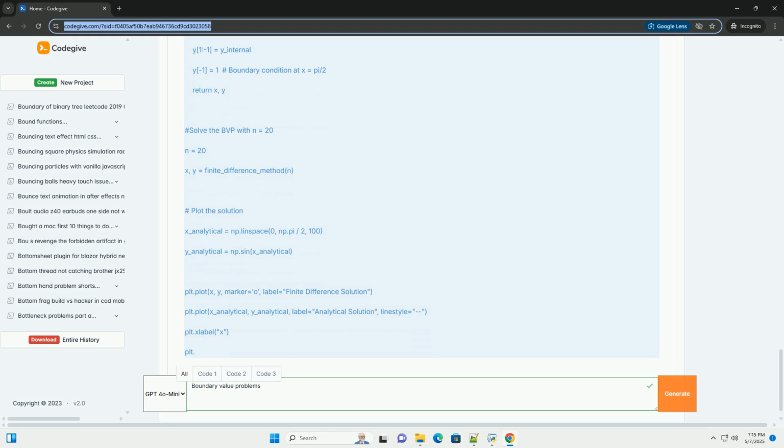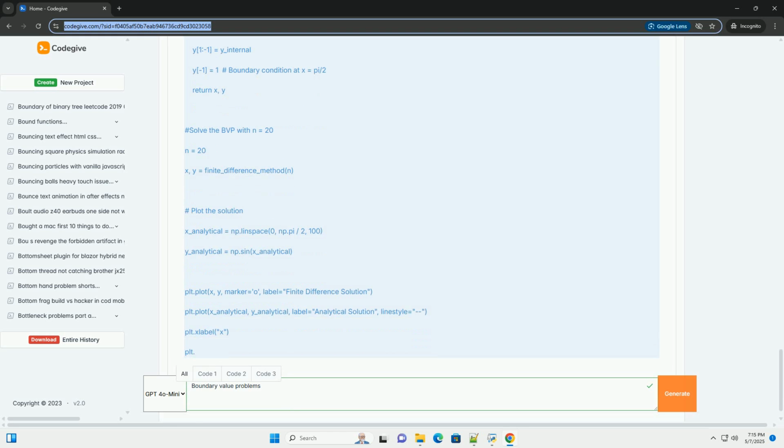Methods for solving BVPs. Unlike IVPs, which can often be solved using explicit forward-stepping methods, like Euler's method or Runge-Kutta methods, BVPs are more challenging. They typically require iterative or global methods. Here are some common approaches. 1. Shooting method. Treat the BVP as an IVP. Guess initial conditions at one boundary that are not specified. Integrate the ODE forward using an IVP solver. Compare the solution at the other boundary with the specified boundary condition. Adjust the initial guesses iteratively until the boundary condition at the other end is satisfied to a desired tolerance.